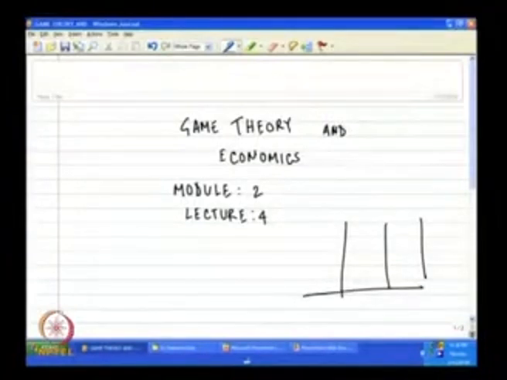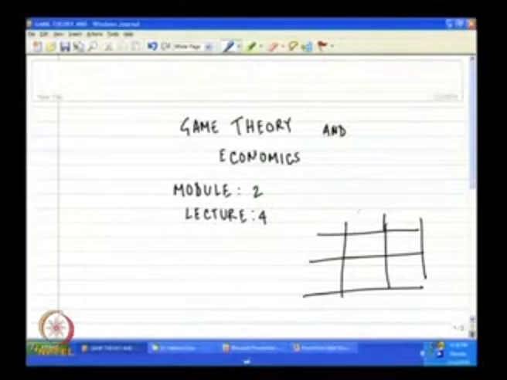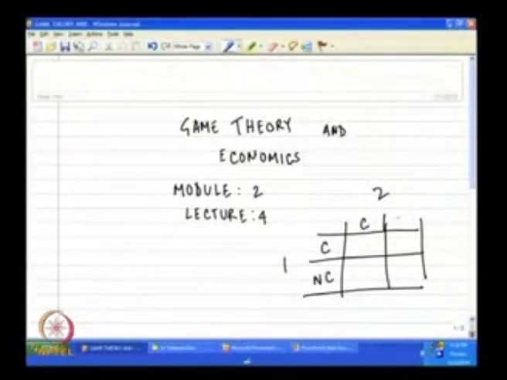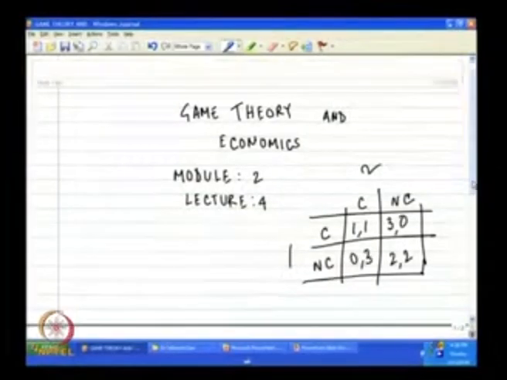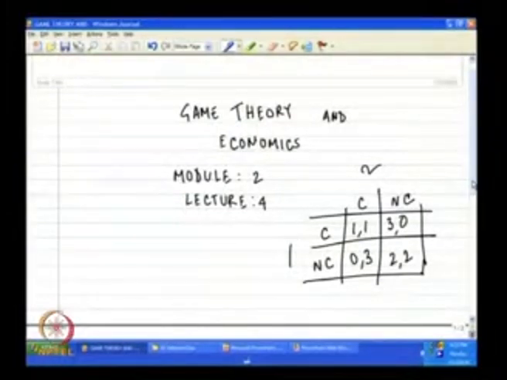What we are going to do today, and we started doing this in the previous lecture itself, is present a variation of the prisoner's dilemma to bring out the basic essence of the prisoner's dilemma situation. What is it that is generating this bad kind of equilibrium? Because if you remember, in prisoner's dilemma, the game looked like this. Here is player 1, suppose C is confess, NC is not confess. Similarly for player 2. So this was the prisoner's dilemma game that we were discussing in the previous class.